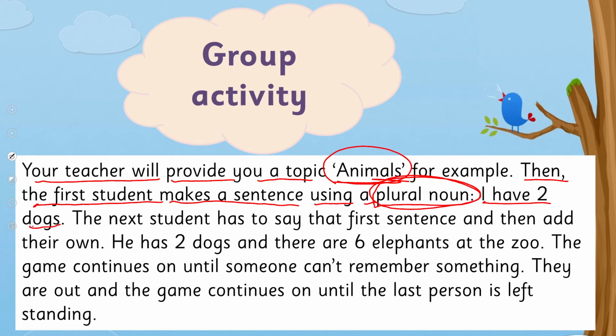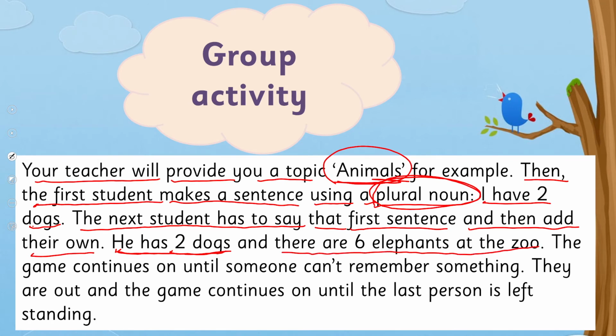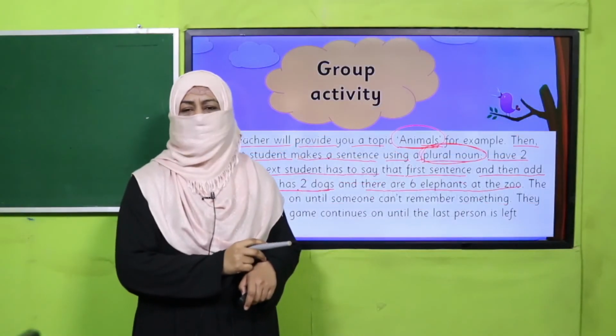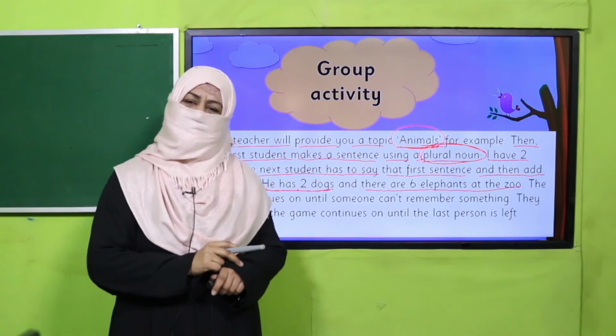The first student is saying, I have 2 dogs. The next student has to say that first sentence and then add their own. For example, he has 2 dogs, which was the sentence the first student said, and then he will add, and there are 6 elephants at the zoo. Likewise, you will keep making a chain of plural nouns. I hope you are going to enjoy it. So pause the video and enjoy this activity.